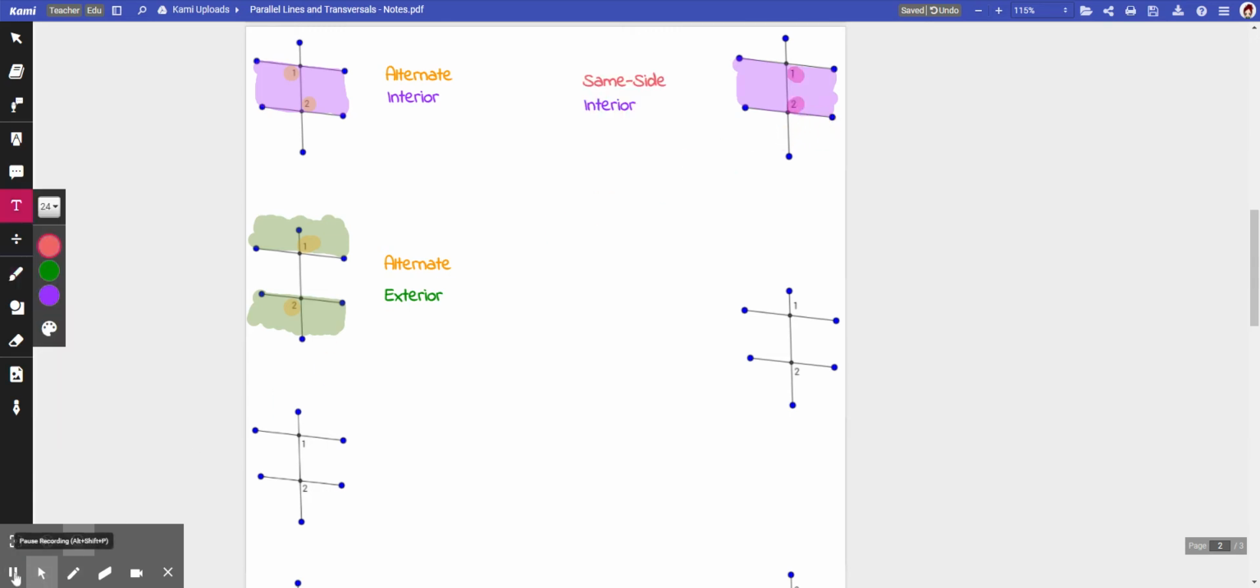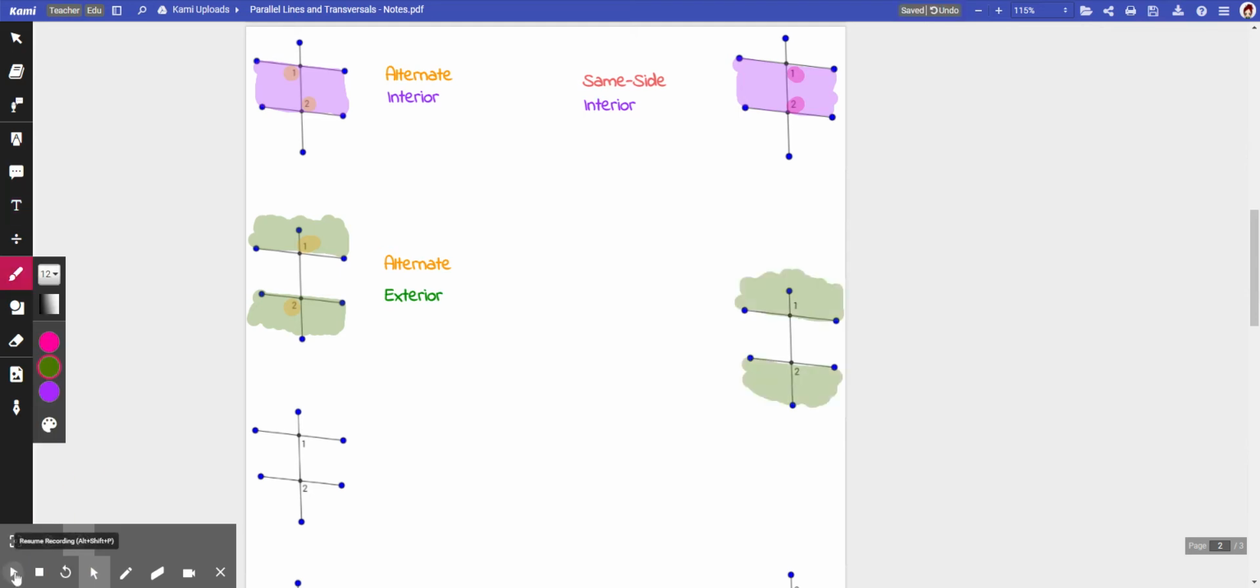So these are called same side interior. Sometimes you'll see them called consecutive interior. I don't really like that terminology as much, so I prefer same side. You'll see both if you go looking for angle pair things, but just be aware sometimes you'll see something called consecutive interior. Those are the same thing as same side interior.